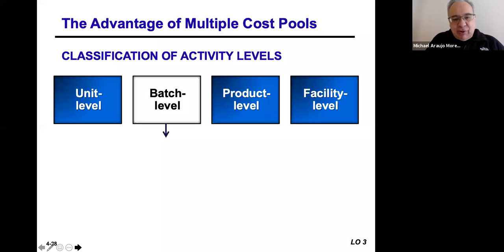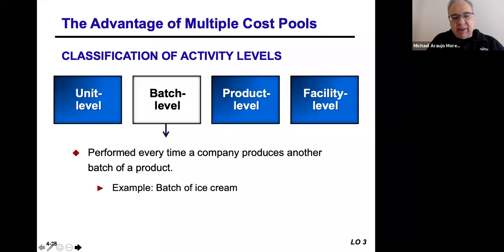For a batch level, of course, these products are produced in batches, right? And so a batch level activity is simply, every time the company produces another batch of a particular product, they can identify the activity based on that and classify it accordingly. It's the batch level activity.